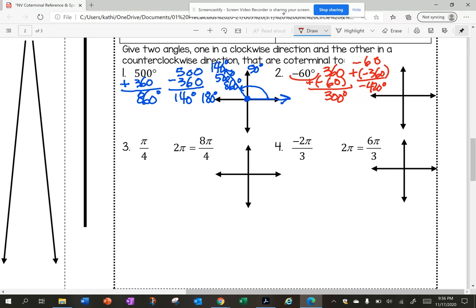So I'm going to plot negative 60 because that's probably the easiest to understand. Here we go. So these are all coterminal. So here is 0 degrees and minus 90. So minus 60 is right here.